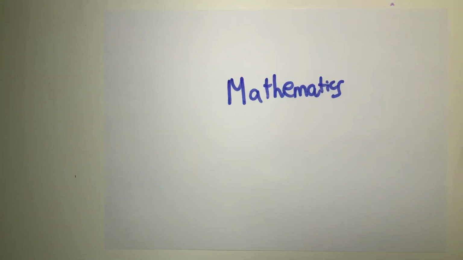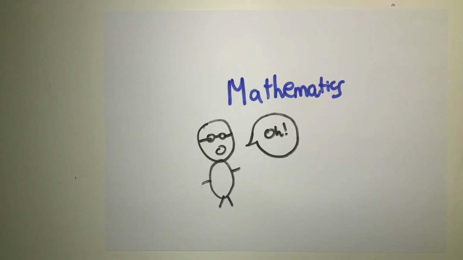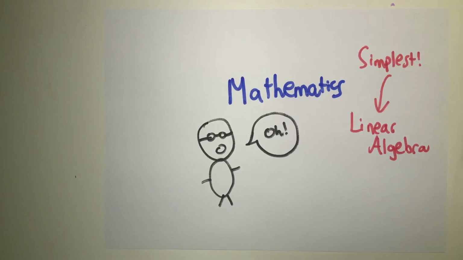Conclusion. Mathematics is infuriatingly simple if understood and applied correctly, and linear algebra is the most infuriatingly simple and critical aspect of math.